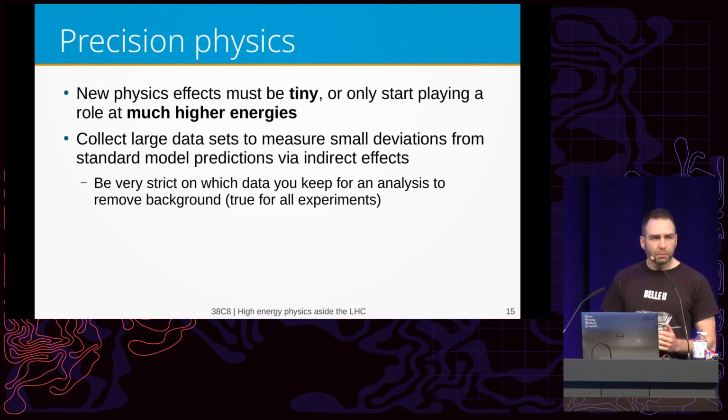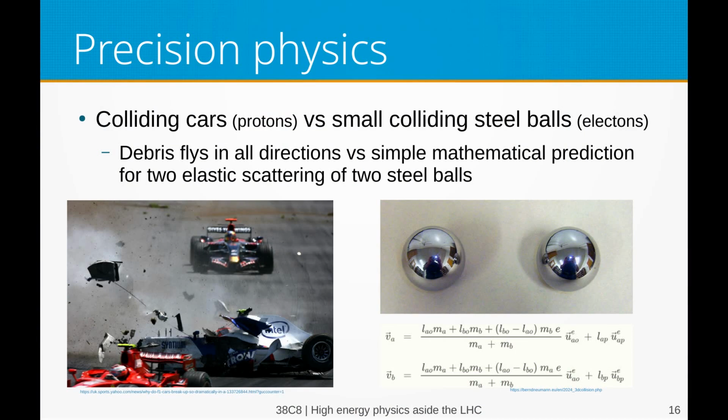What is common to all experiments is that we collect large data sets to measure the small deviations from the Standard Model. These show up via indirect effects, like something contributing where it shouldn't, so that we see something a bit more and something a bit less than we expect. And the more data we have, the stricter we can be about which data we keep in our analysis and which data we throw away, to have a very pure sample. Usually we do this precision physics by colliding electrons.